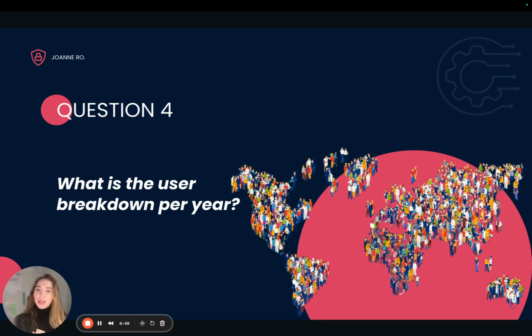Let's move to the next one. User breakdown per year. This is also one of the most known and really frequently used criteria, especially in United States laws or legislation, if you speak about privacy law. This criteria is related to quantitative metrics. It relates to the number of users your company collects data from. So you will need to have the breakdown of your users per year.